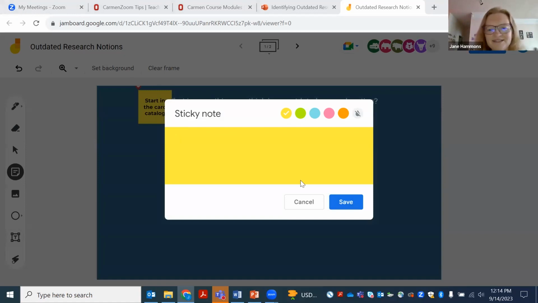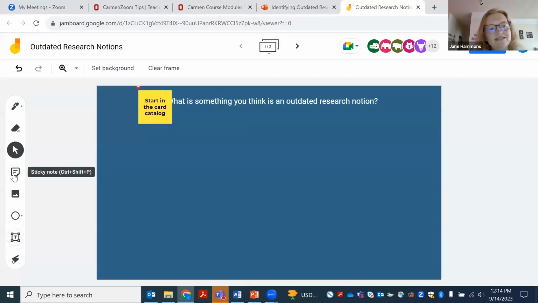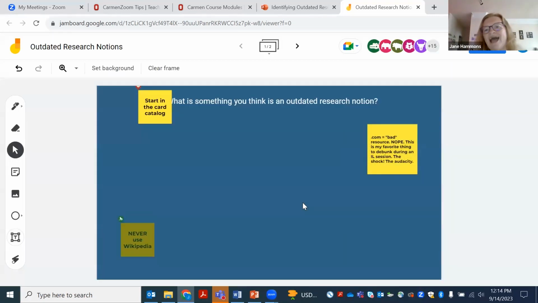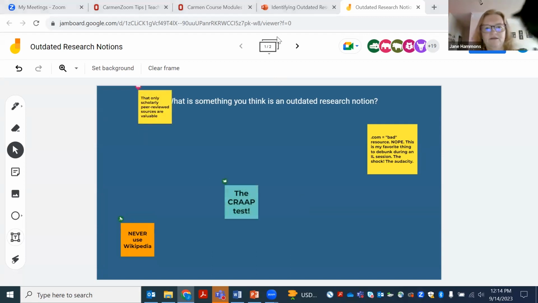So again, the easiest way I think to add a note is to go over here on the left-hand side, click sticky note, and that will allow you to type your response in there. So we'll give everyone a chance. What is something that you think is an outdated research notion that you taught before or was taught to you, and that is still sometimes taught, but you think should no longer be taught? Again, feel free to add your responses.